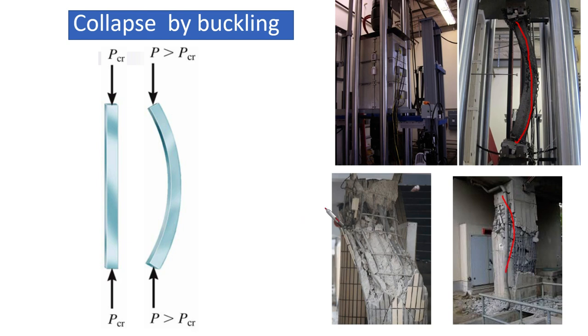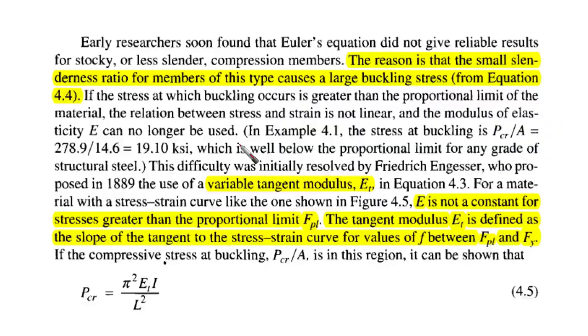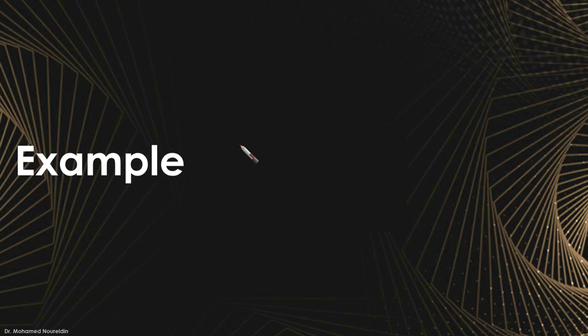But sometimes the structure is going to buckle, and there is another type, which is buckling and twisting at the same time, which is going to be studied later on. Okay, now let's go to maybe the last part of our lecture, which is related to an example.